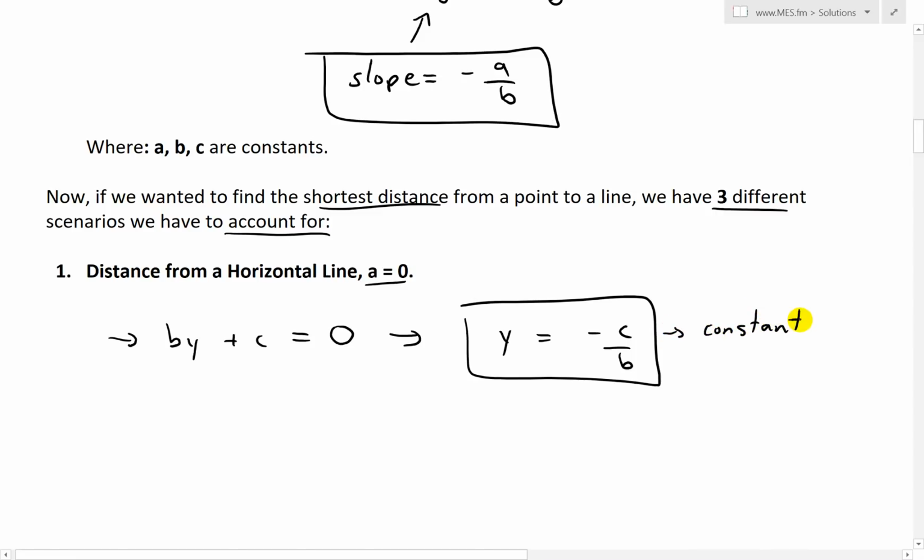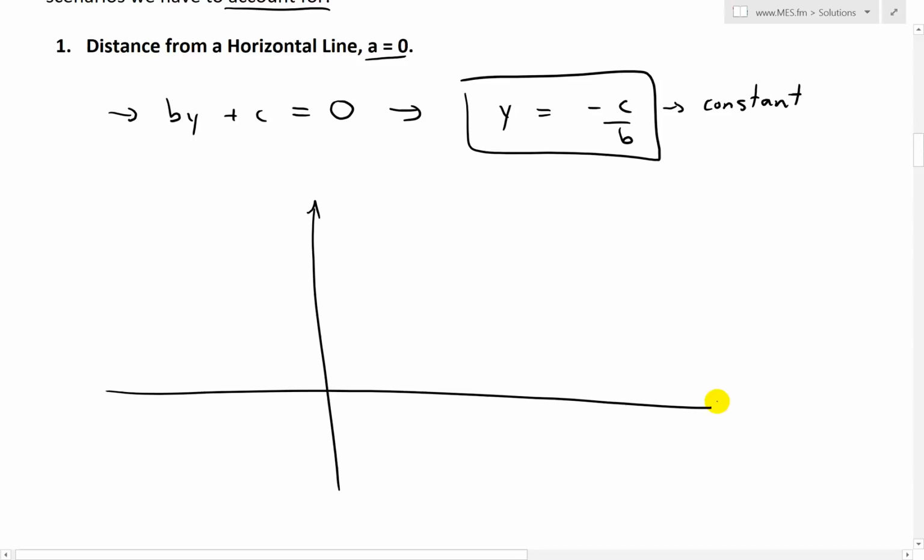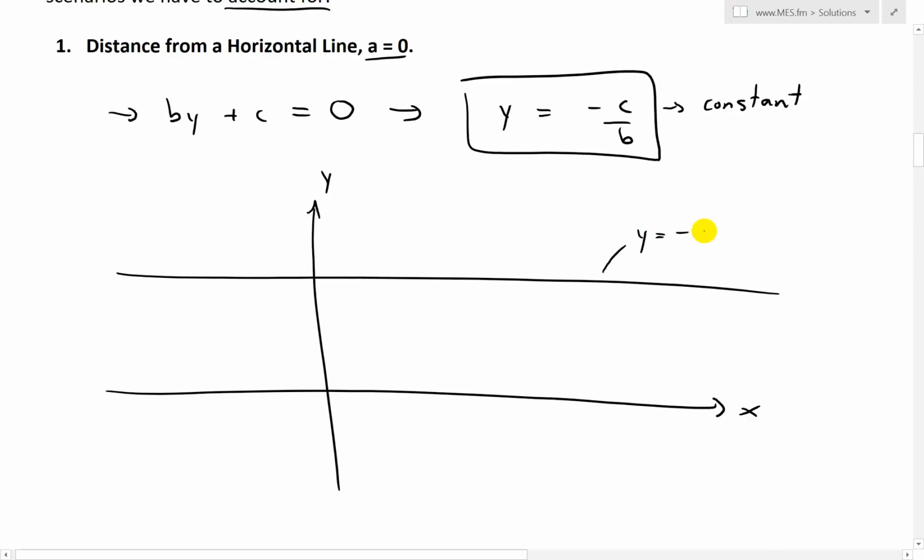Yeah, so this is just constant. So in other words, the y value is constant for all values of x. If you were to draw this out, we get a horizontal line. So y like that, we just get a line like this, and this is our y equals negative c over b.